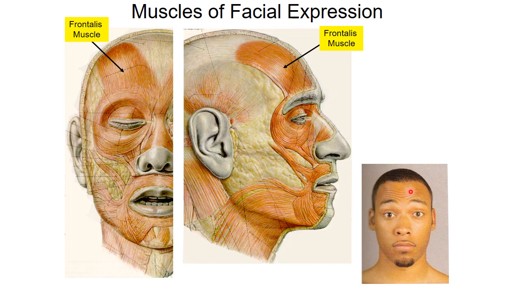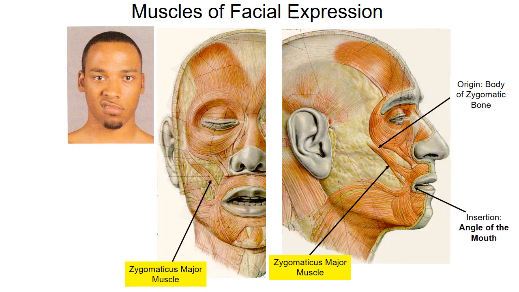You can see the forehead is wrinkly here, so that look of surprise, or whatever you would describe that expression, that's being mediated by the frontalis muscle basically pulling up on the eyebrow skin. That's frontalis. There's another muscle right here.